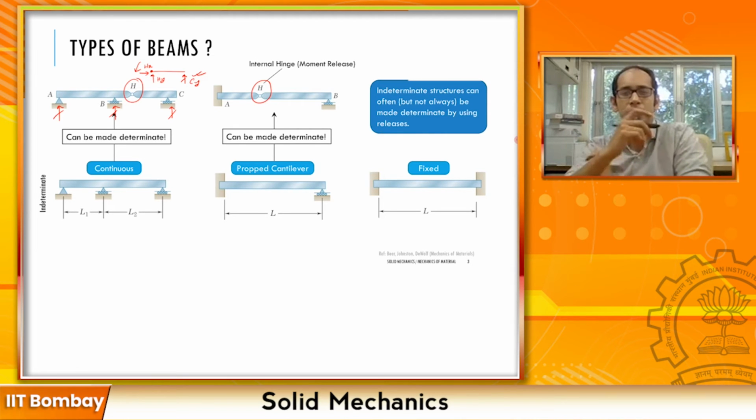So next what we are going to do is revisit some of the concepts that we covered in the first lecture on this topic, and also some of the fundamentals of drawing the shear force diagrams and the bending moment diagrams.